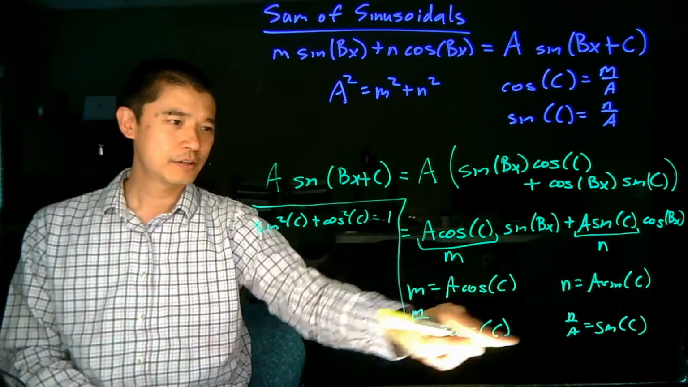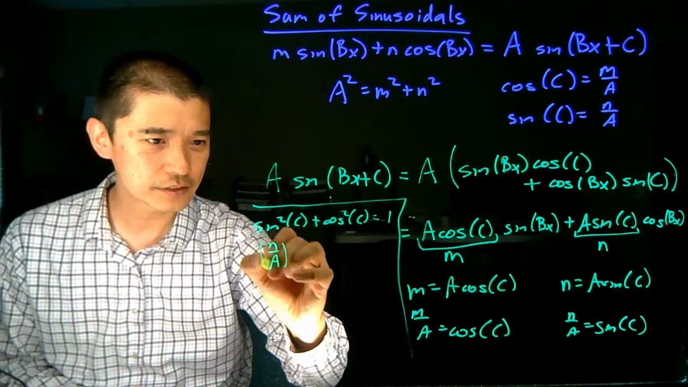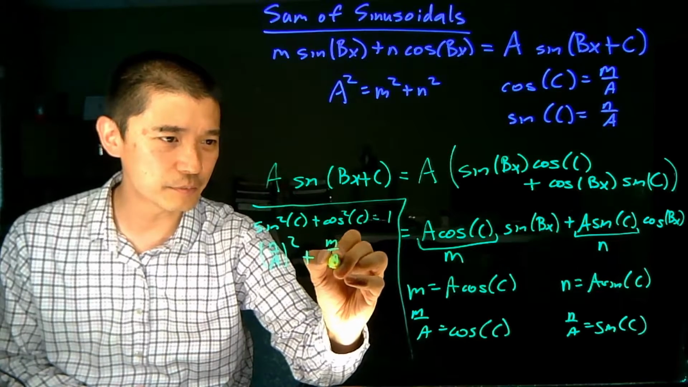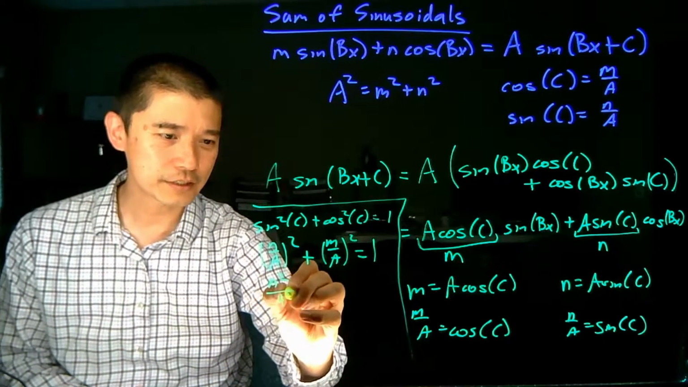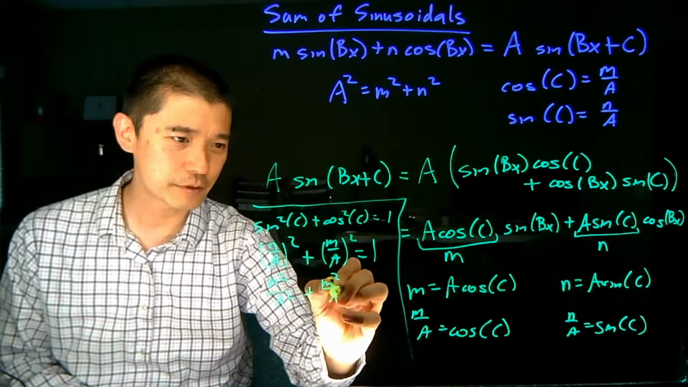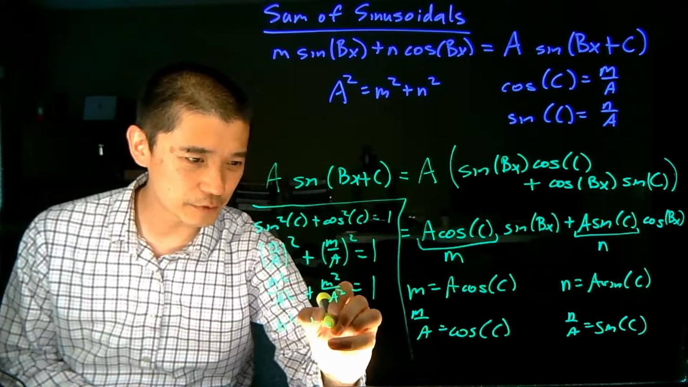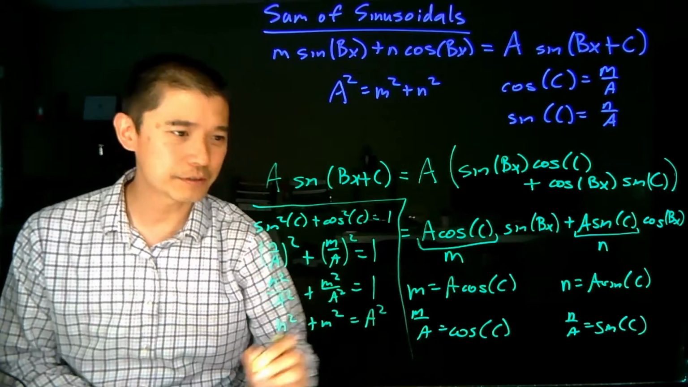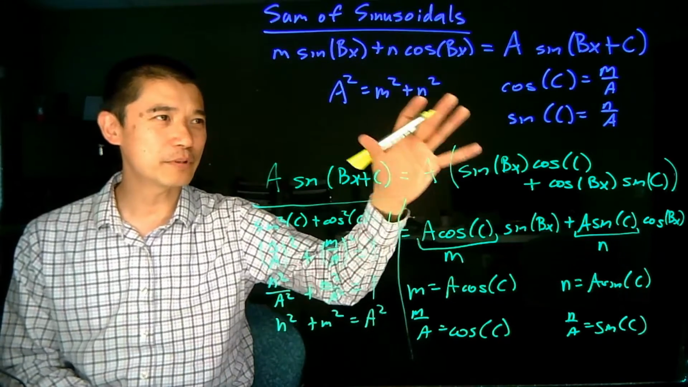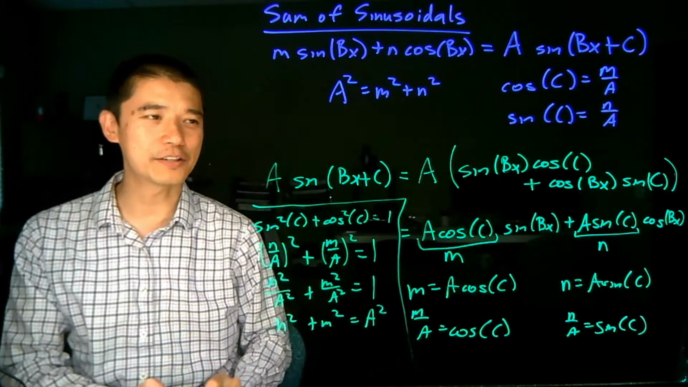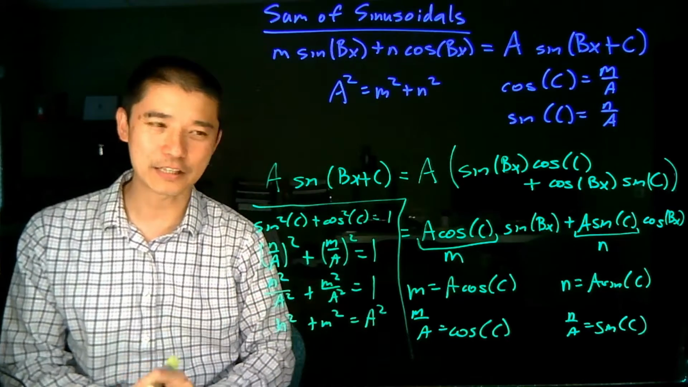Well, sine c is n over a, so n over a squared plus m over a squared equals 1. N squared over a squared plus m squared over a squared is 1. If you multiply both sides by a squared, n squared plus m squared equals a squared, right? So all of these formulas simply come out of plugging stuff in and moving things around until you get the parts to match up, and then also in this last part, just recognizing the Pythagorean identity again.